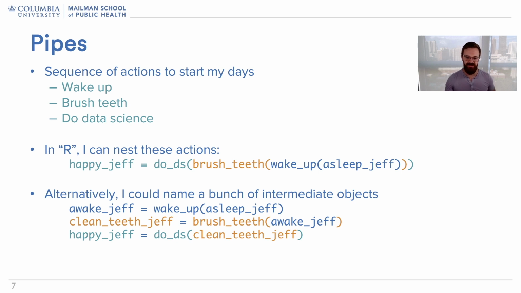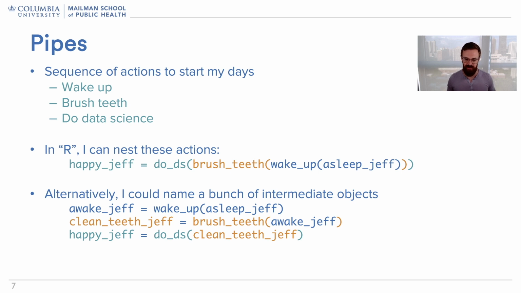And there's another way that I could do the same thing, which is not nesting this inside of this, inside of this. I could alternatively do this in a sequence and save a bunch of intermediate objects. So I could be asleep, and then I could wake up, and save that as me being awake. Then I could take that awake version and brush my teeth, and then I'm awake and I have clean teeth, and that's great. And then I can take that version of me and start doing data science, and I'm happy again. And I want to be clear, these two objects at the end are going to be the same. This code and this code both produce the same object at the end.